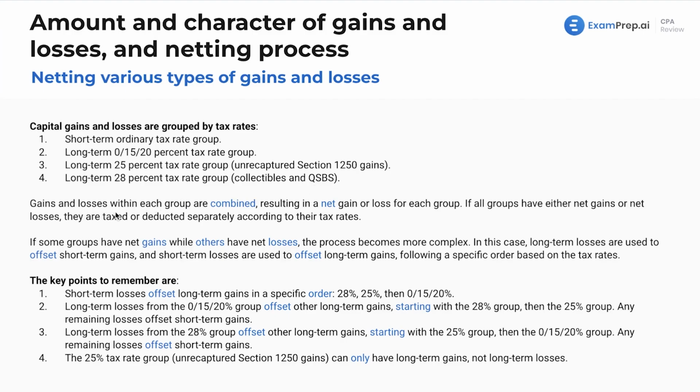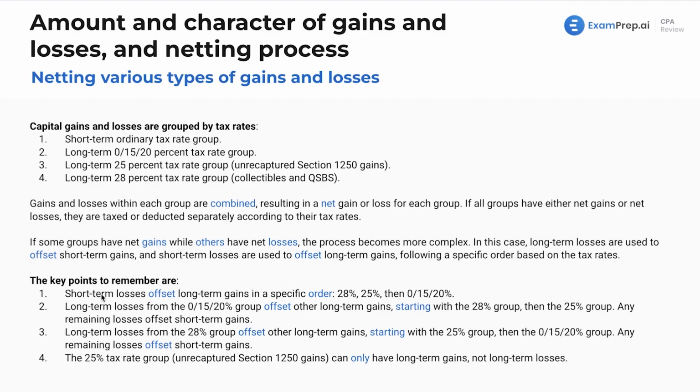Now, gains and losses within each group are combined, as we've been seeing so far, resulting in a net gain or loss for each group. If all groups have either net gains or net losses, they are taxed and deducted separately according to their tax rates. Now, if some groups have net gains while others have net losses, the process becomes more complex, and we will have an example demonstrating how this all works. In this case, long-term losses are used to offset short-term gains, and short-term losses are then used to offset long-term gains following a specific order based on the tax rates.